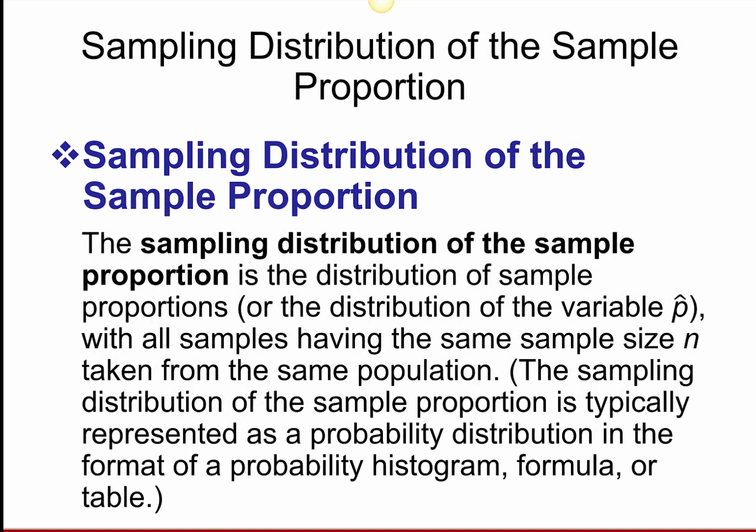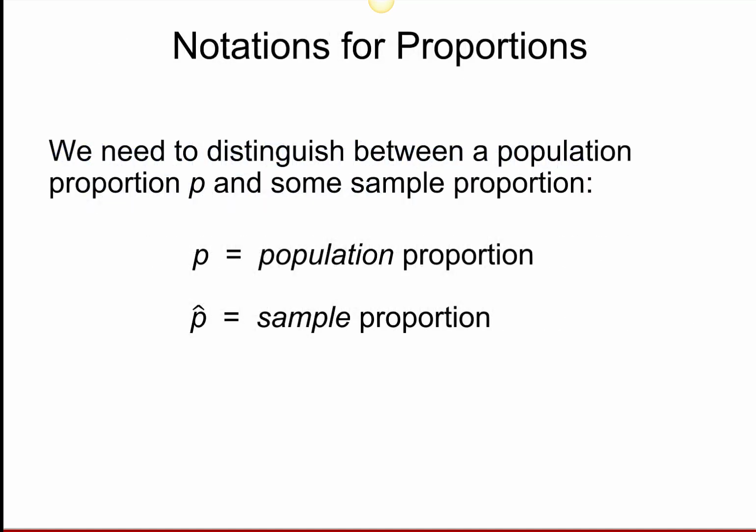The sampling distribution of the sample proportion is where we talk about just simply the proportions, and here we're working with the variable, the statistic p hat. And again, let's remember that p, simply just a letter p, is the population proportion, and then p with a hat on it is the sample proportion. And that means we have the parameter and the statistic.